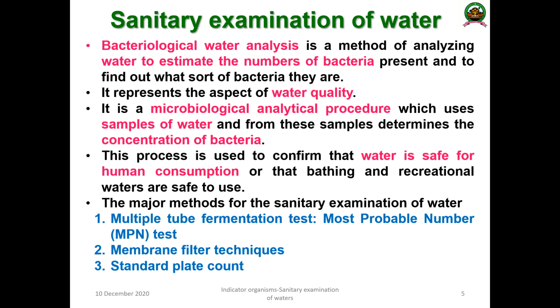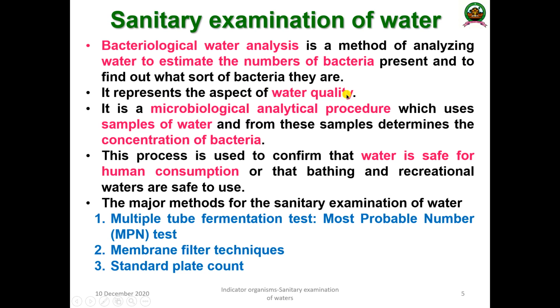The presence of bacteria that is commonly present in the water can be detected. Bacteriological water analysis is a method for analyzing the water to estimate the number of bacteria present and find out what sorts of bacteria they are. In 100 ml of water, how many bacteria are present? What is the number? That is known as total count. And what sorts of bacteria are they, what is the bacterial density in that particular water.